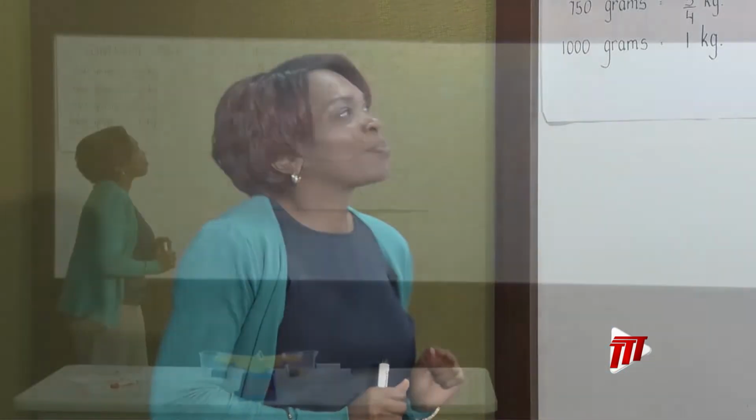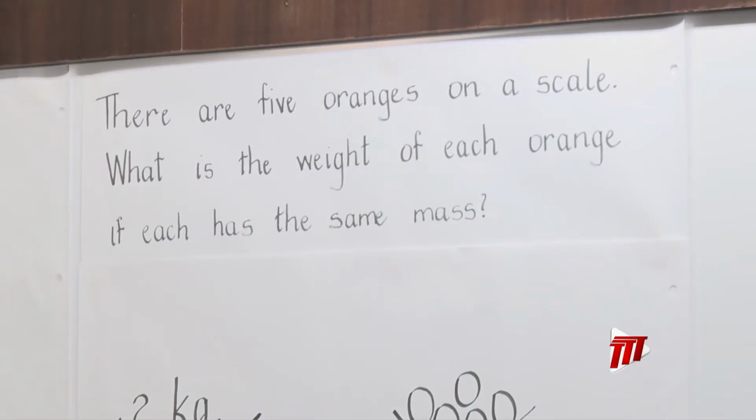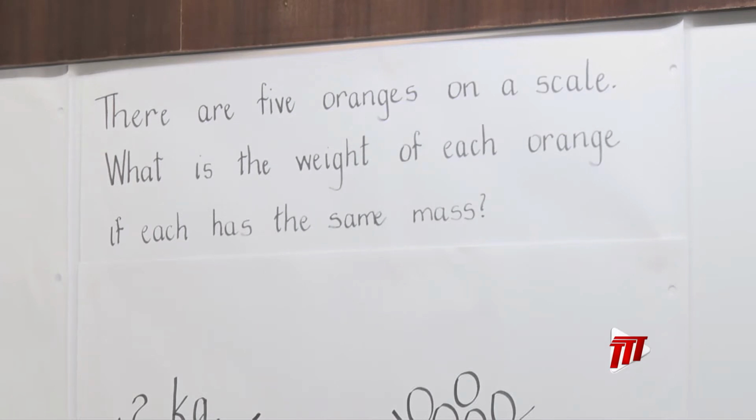Now I'm going to challenge you a little bit more. I am going to give you a problem where there is a picture attached. That picture is very, very important. So we are going to read the question and then look at the picture and see if it helps us to solve the problem. Ready? Let's go. There are 5 oranges on a scale. What is the weight of each orange if each has the same mass?